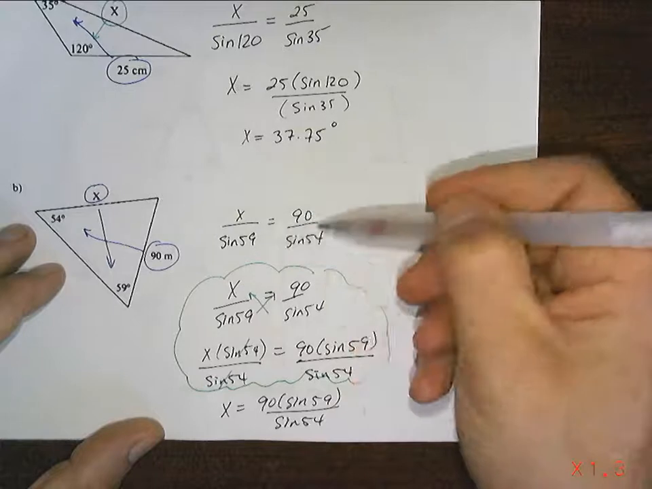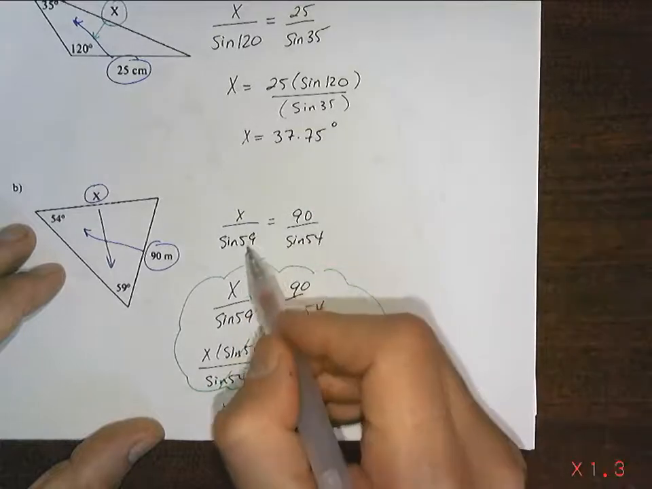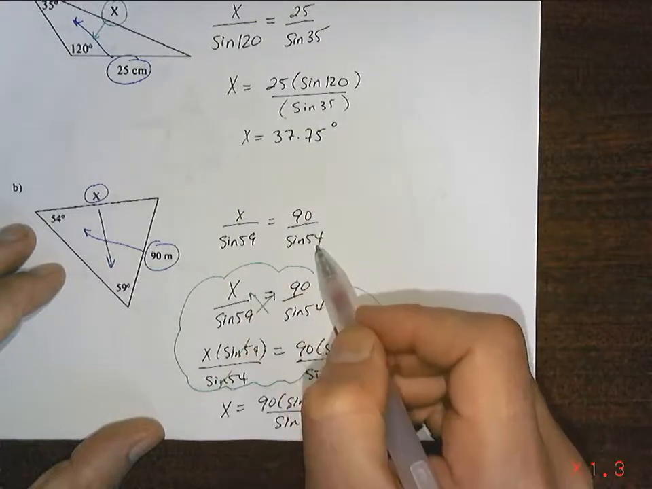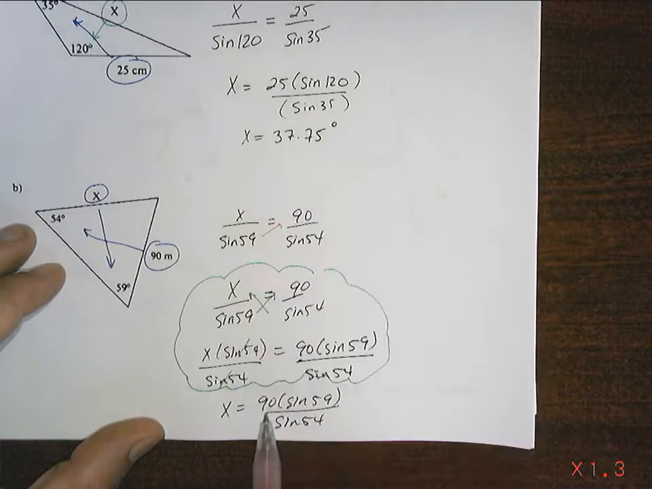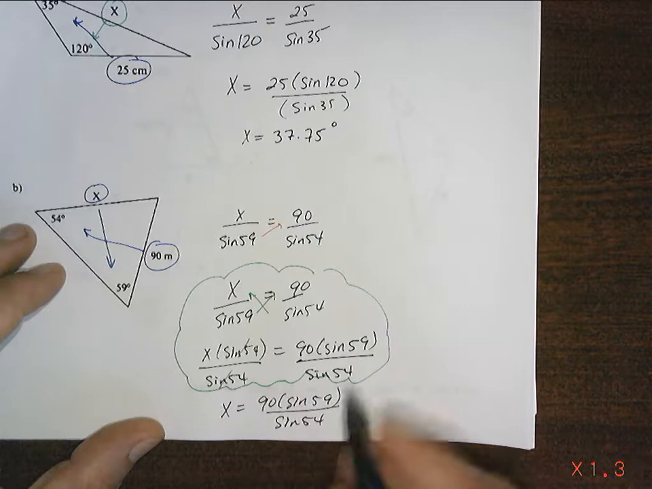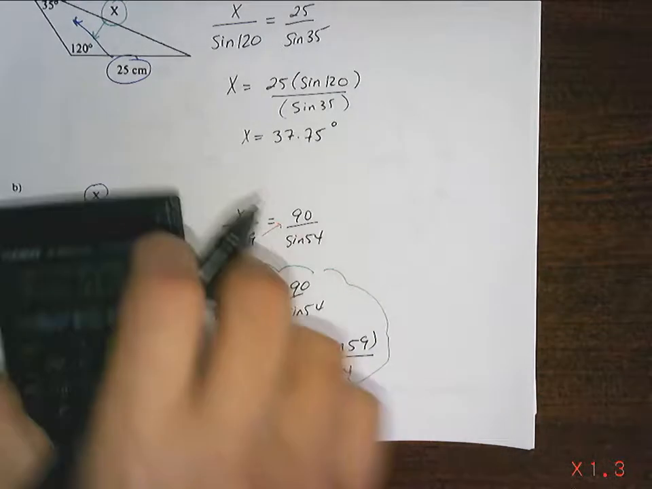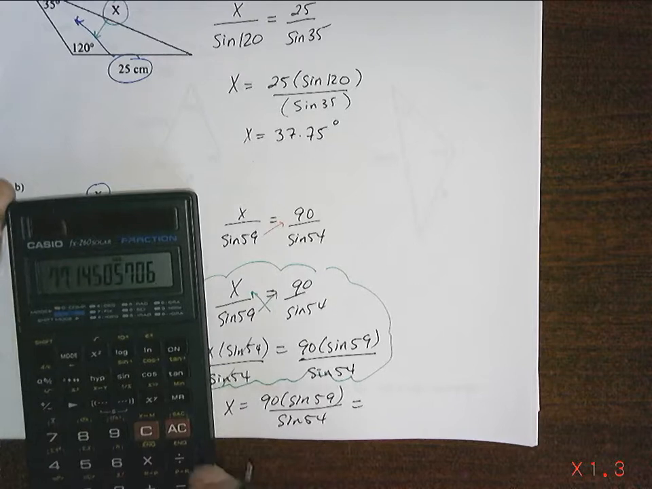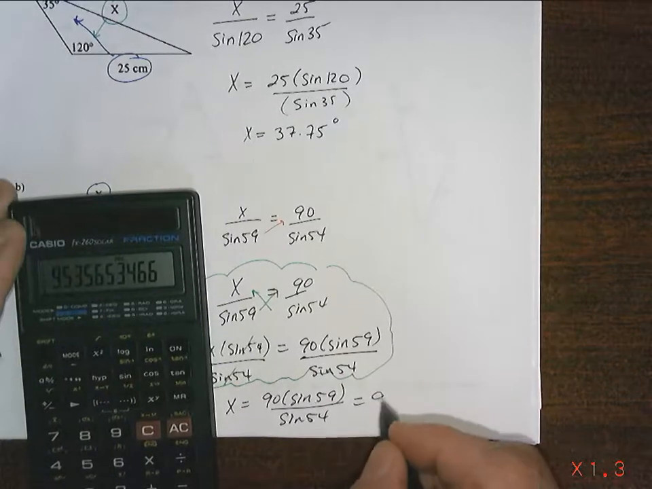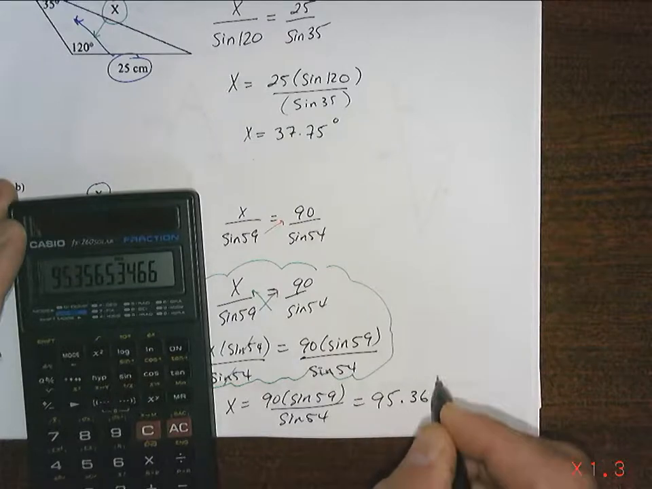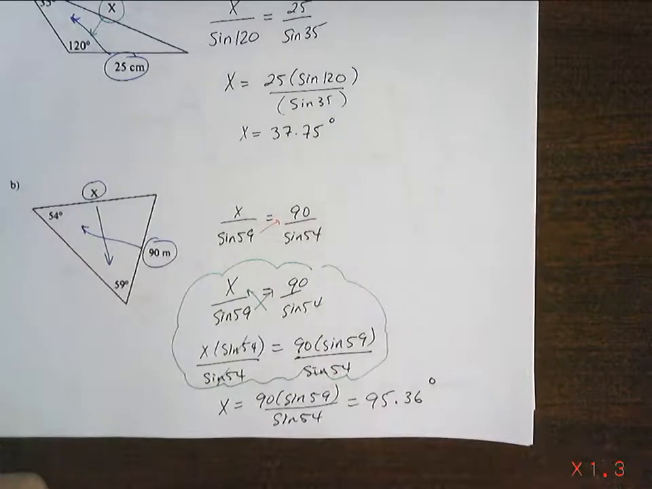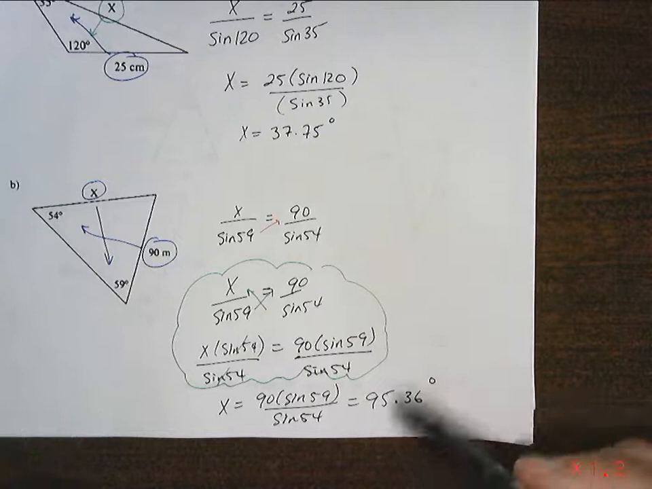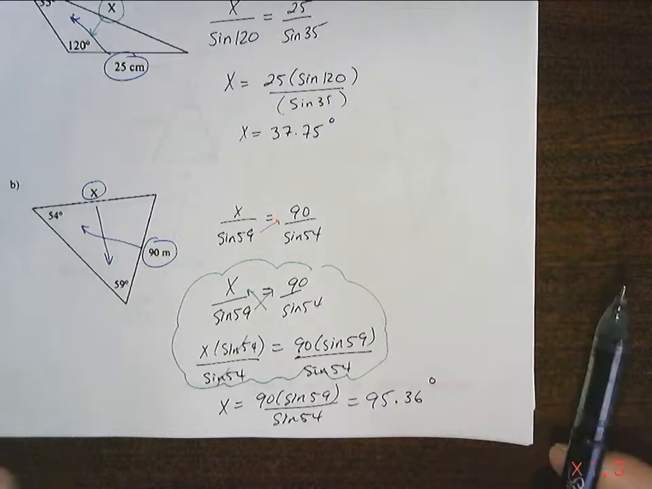So when I'm stuck with something like this, I notice my x and my sine 59, my 90 and my sine 54, that's going to come up here and give me 90 times sine 59 divided by sine 54, and that's going to give me a final answer of 59 sine times 90 equals, divided by 54 sine equals 95.36 degrees, rounded to 2 decimal places. Okay, guys, on the back there's some practice. You should do that now and make sure that you can do this, and we'll move on to the next concept.